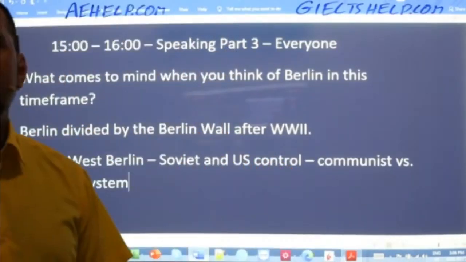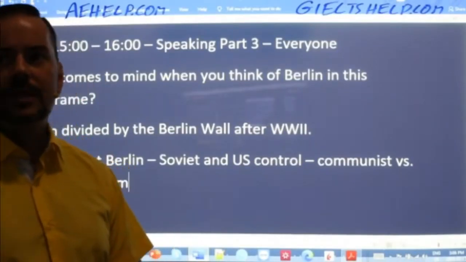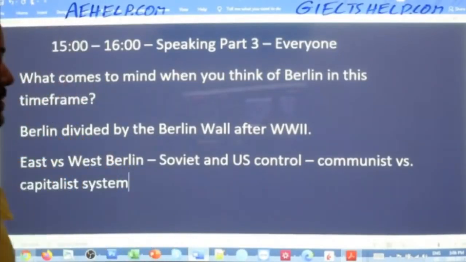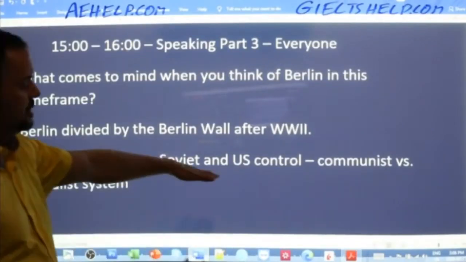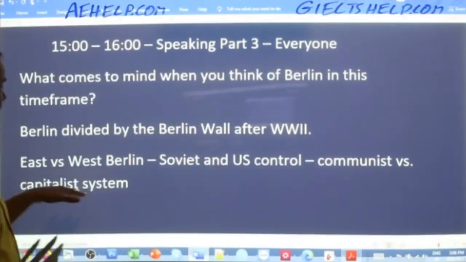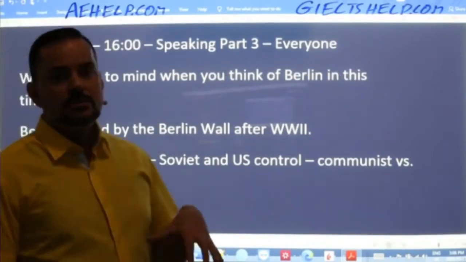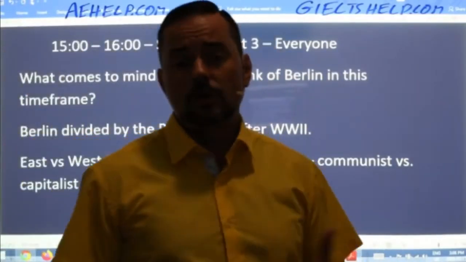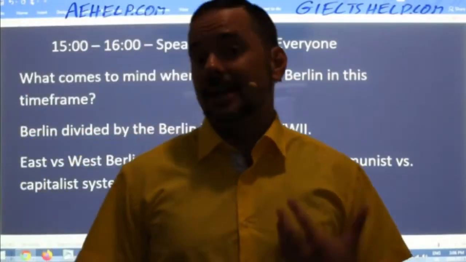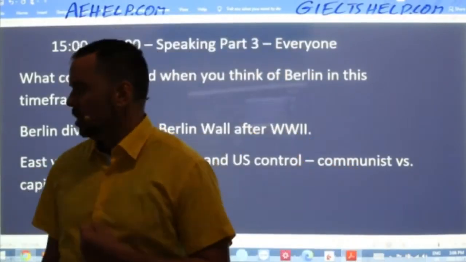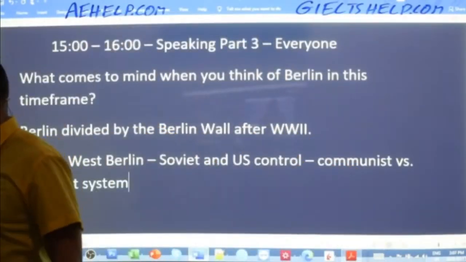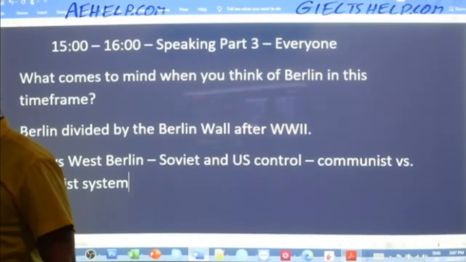Okay. Yeah, Erkin, that's right. East Berlin was oriented to communist ideology. That's right. So East and West Berlin, Soviet US control, communist versus capitalist system. So if you can think about these ideas before you begin this passage, you're definitely going to do a lot better when you're reading and when you're answering the questions.